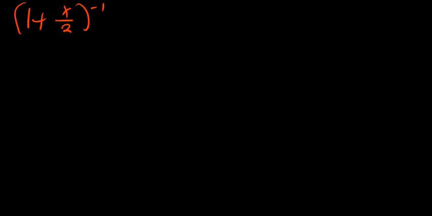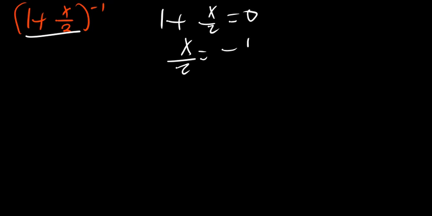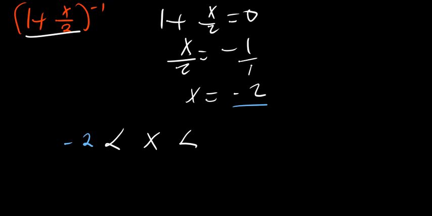Get what is in the brackets only, the original one in the brackets. 1 plus x over 2 equal to 0. Solve for x. How do we solve for x? Shift 1 to the other side. x over 2 is equal to -1. If I cross multiply, x is equal to -2. So we use this: less than x, less than. Whether this number is positive or negative, you put the negative here and the positive here. So this is the range of values in which it's going to be valid.